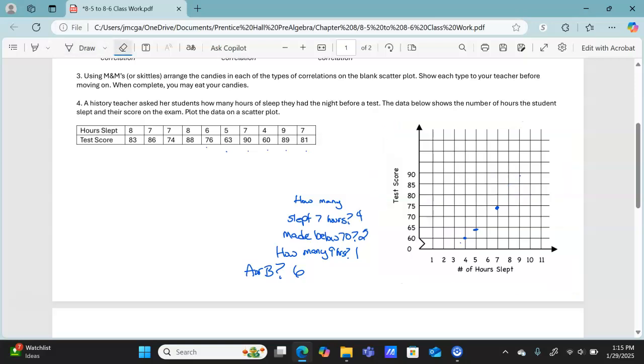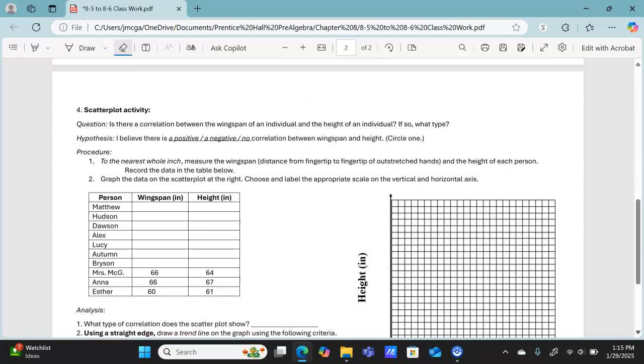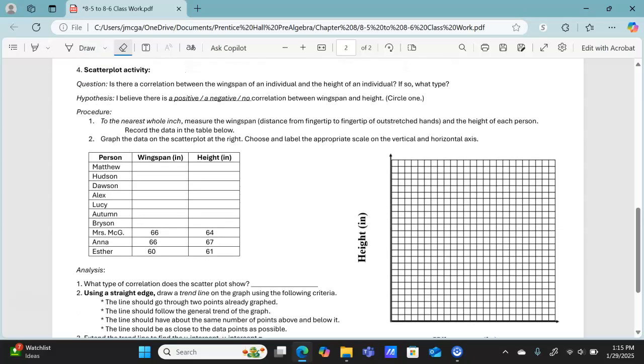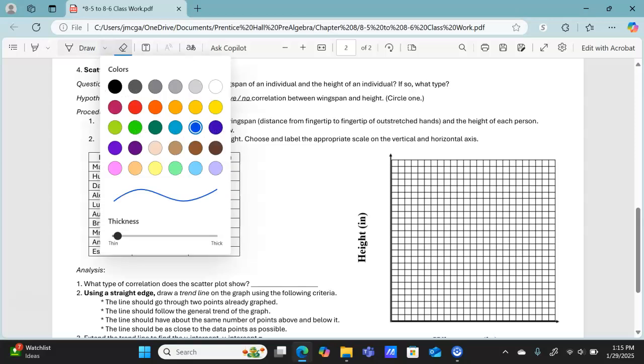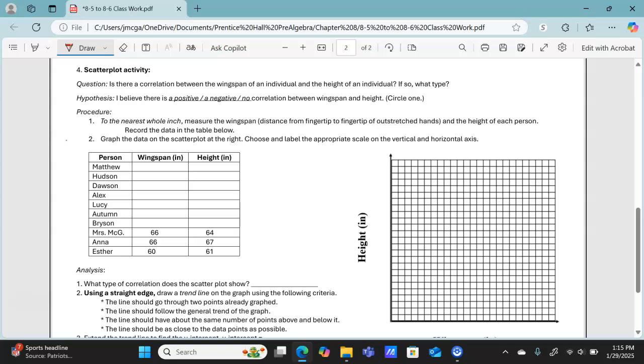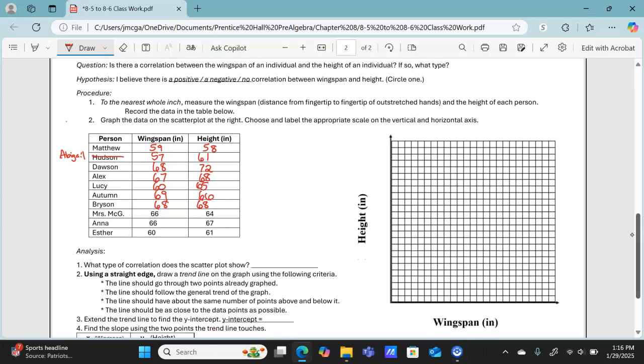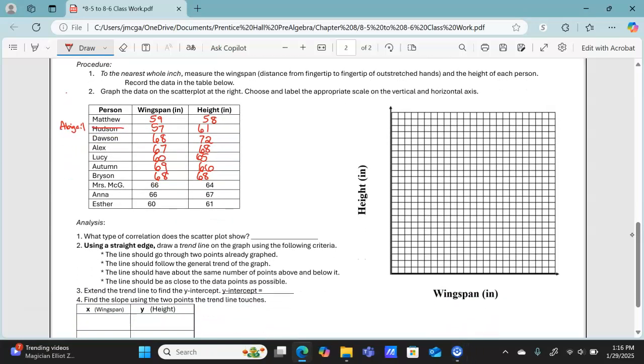Now, what we did in class was actually apply this to a specific example. And we did kind of a little experiment with wingspan, which is arm span, the distance between fingertip to fingertip, and height. And so I have the data, which let me pause the video and put that in. Okay, and so this is the data that we had. What we did was we measured everybody from fingertip to fingertip and then measured their height. And so we have their wingspan and their height, and we're going to graph this.